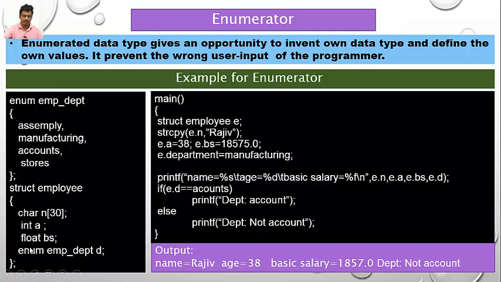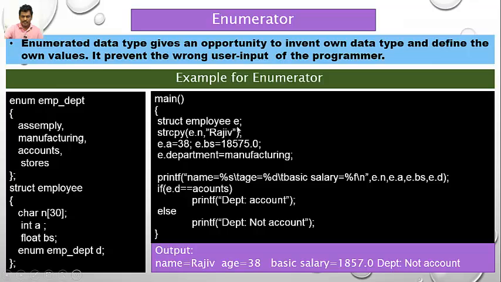If the user gives a wrong value, it is easily identified, because there are only 4 departments in that company: assembly, manufacturing, account, stores. By mistake, the user can enter the computer department, and it is automatically accepted and stored in the database. But if we use an enumerator, we define the values, so only these values are accepted by the variable. Any one of the values is accepted by the enumerator variable. So D can store only one value from the 4.